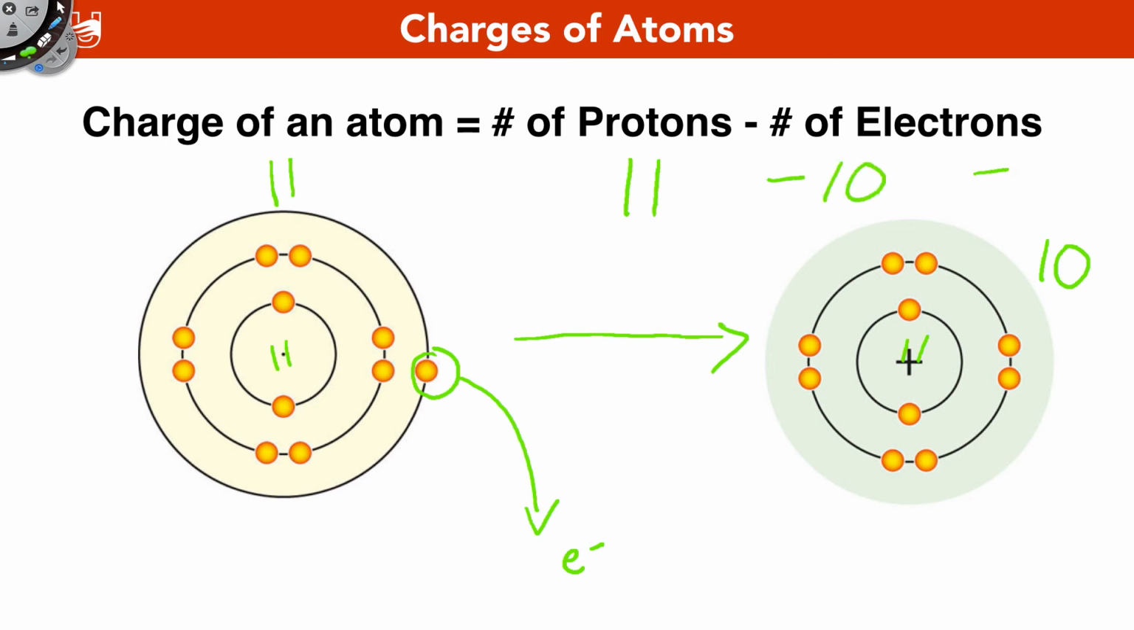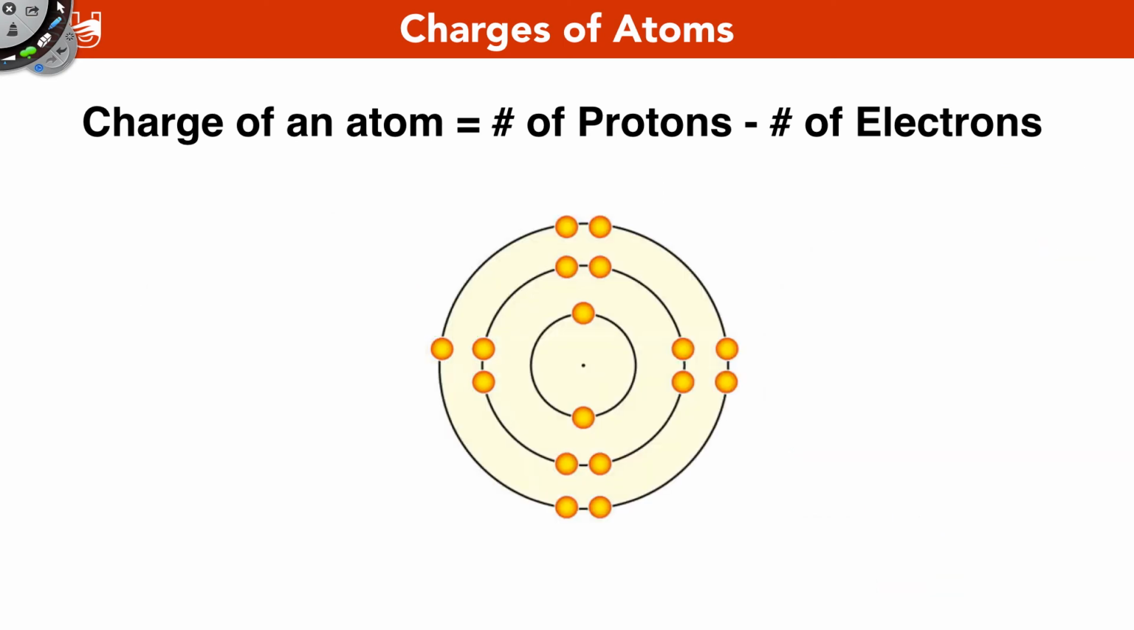is what? +1. So this atom has a charge of +1. Because it has a charge, we call it an ion. So this is an ion because the number of protons in the center are not equal to the total number of electrons in the entire atom. This atom has more protons than electrons. It has more positive charges than negative charges. Therefore, it's a positively charged ion.